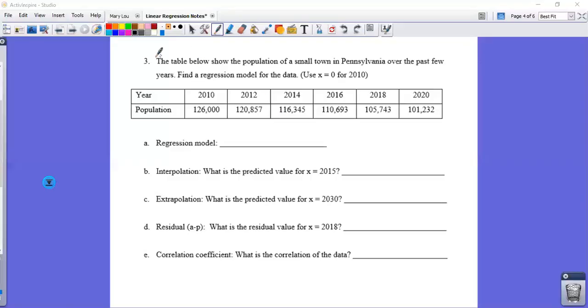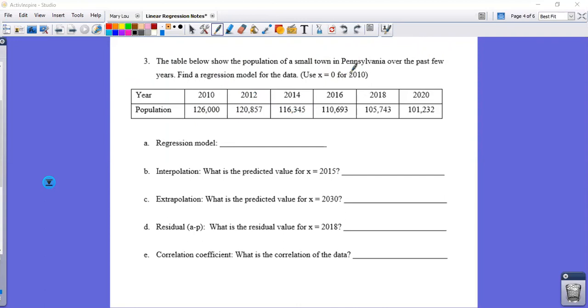All right, so let's look at, where are we, the next one. All right, so with these years, be careful about this information. So this is a town in Pennsylvania. Over the past few years, their population. So in 2010, the population was 126,000. In 2012, 120,857, and so forth.